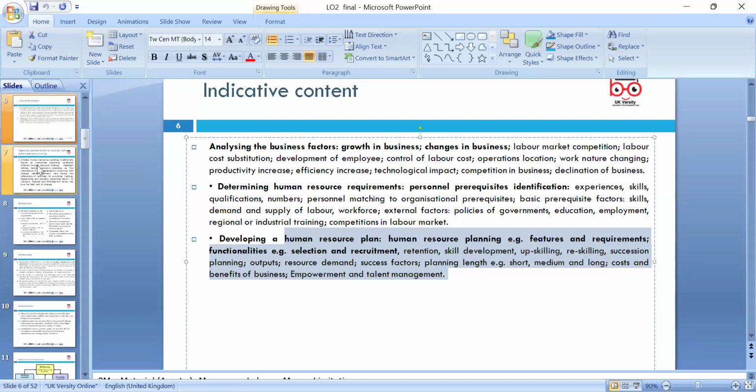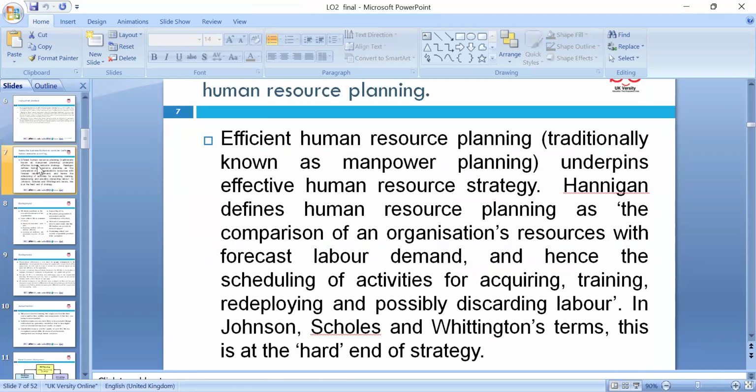So all this can be linked to human resource planning. Efficient human resource planning was traditionally known as manpower planning. Underpinning effective human resource strategies, we can define human resource planning as the comparison of the organization's resources with the forecast of labor demand. So is there high demand or less demand for labor?